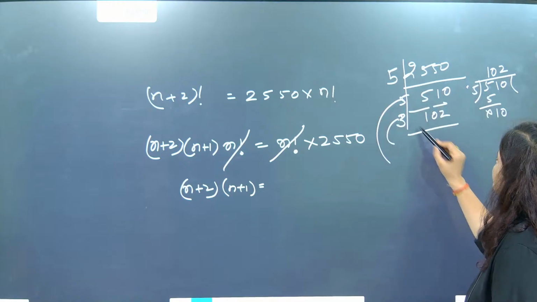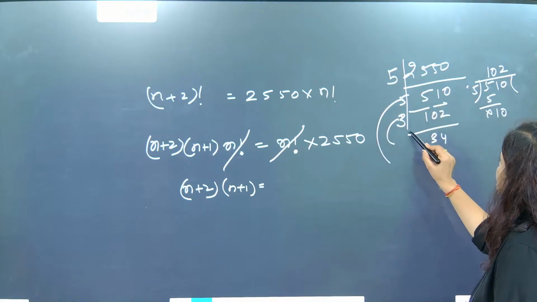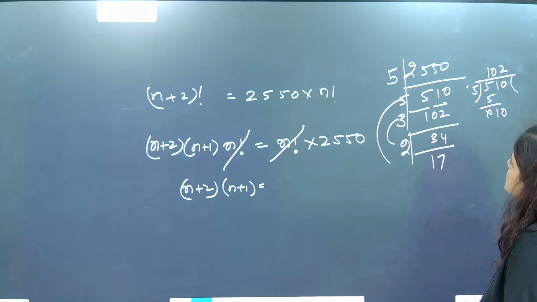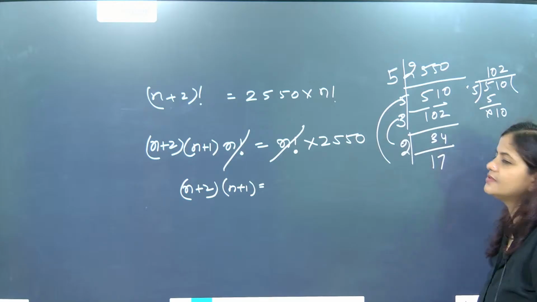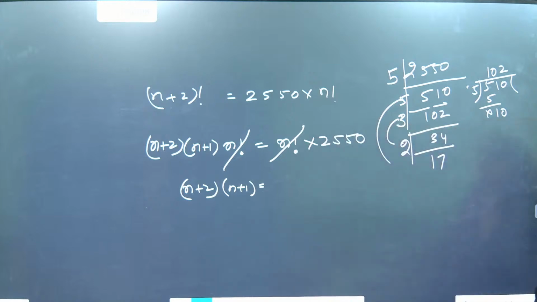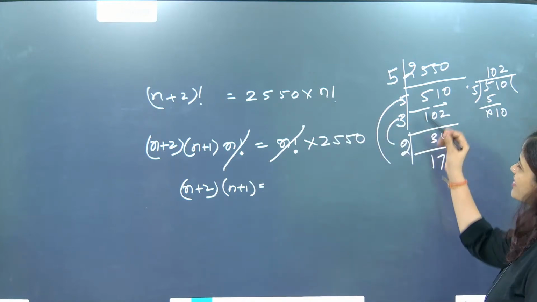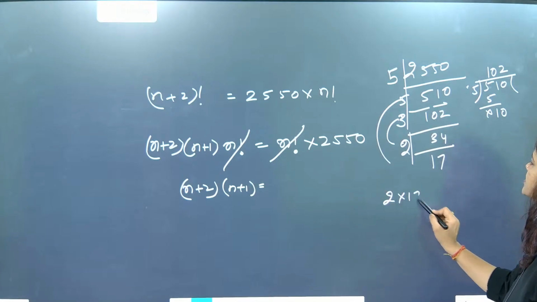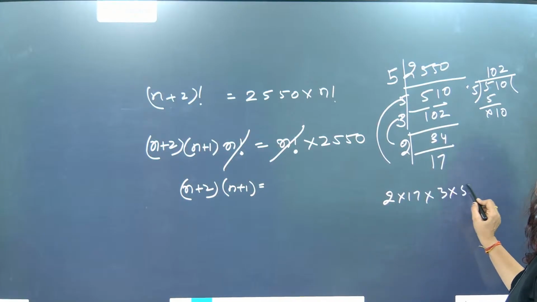Now here 3 will give you, 3 3s are 9, 3 4s are 12. Now here it is coming 2, 1 2 1s are 2, 2 7s are 14. Oh, 17 came. So here if this part will come, check this one out. So only I thought factor is not coming. It is coming 2 into 2 into 17 into 3 into 5 into 5.